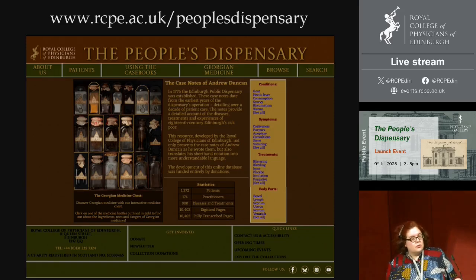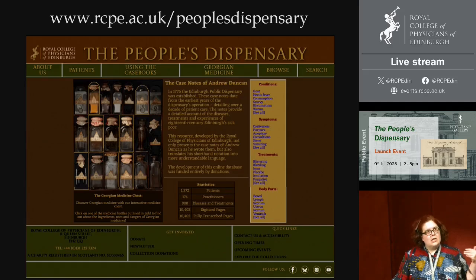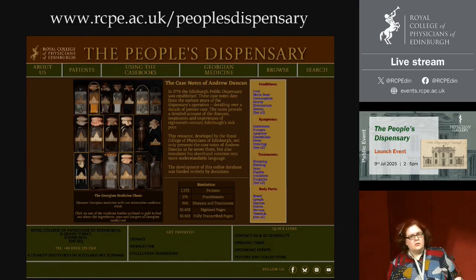174 practitioners, which you wouldn't necessarily think in patient records, but because Duncan was using these for teaching purposes, he would talk about previous treatment that that patient had had from another practitioner, or he'd read a book by somebody that he thought was important. Most of the practitioners are men, but there are some women in there. There are some healers that he talks about that he's aware of working in Edinburgh and so on. So it's not just about the patients. You can also find out quite a bit about surgeons, physicians, apothecaries, and healers with this resource.